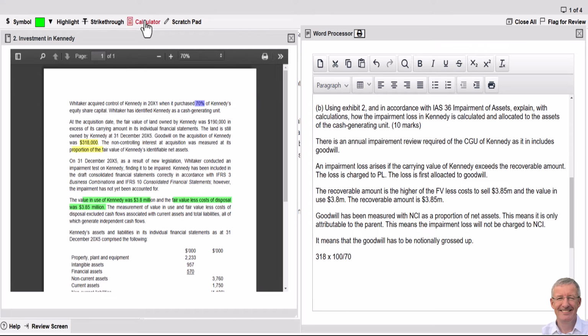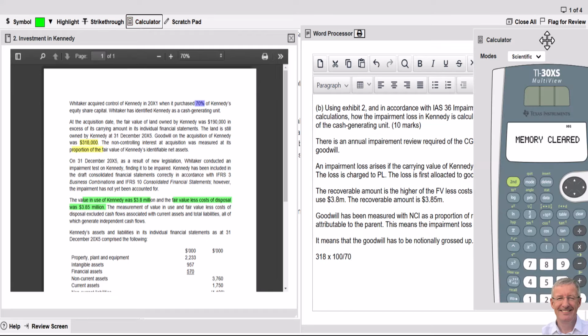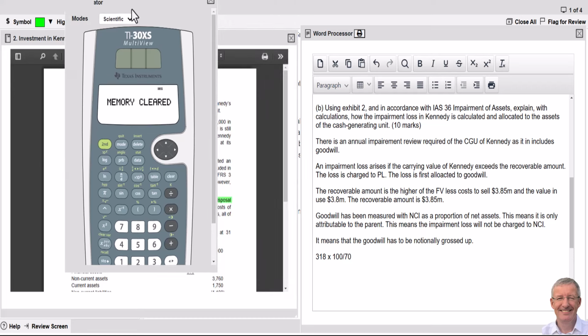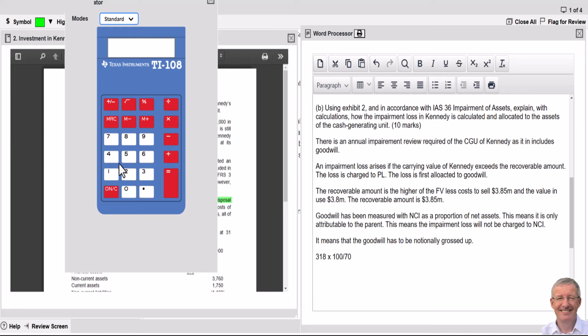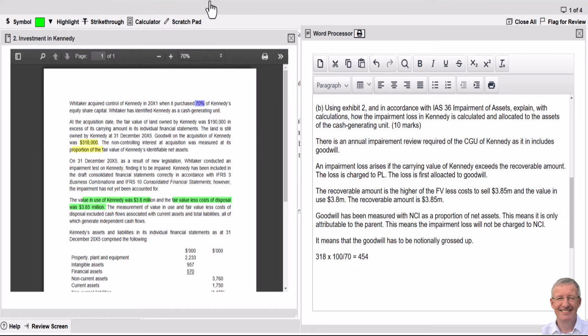So one way of doing that is to take the calculator and drop that into the calculator. So we take 318, we multiply that by 100, and then we divide that by 70, and therefore we get numerically the number of 454. We are leaving an audit trail. We're not just putting the numbers in the calculator and saying it's 454.